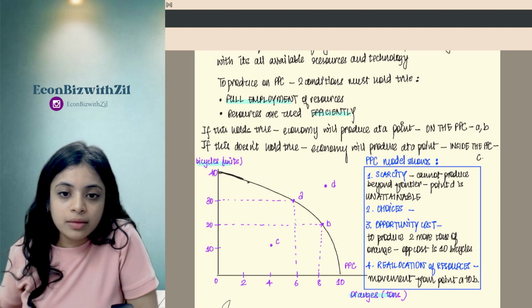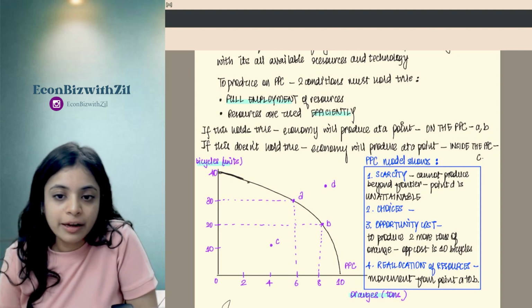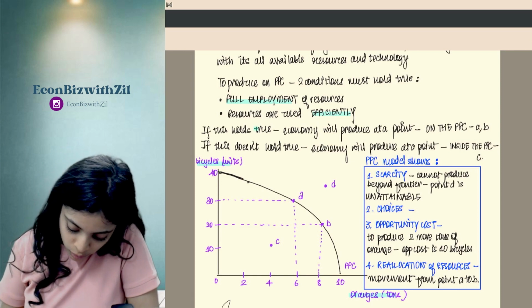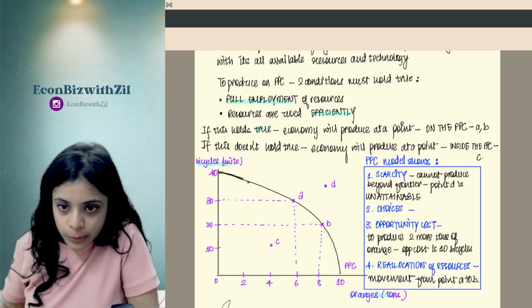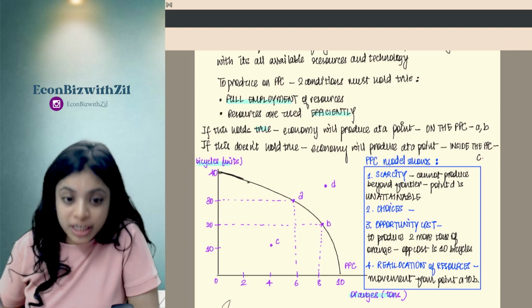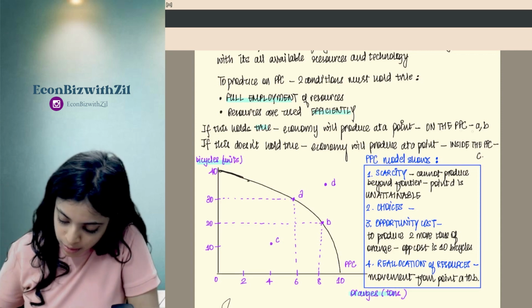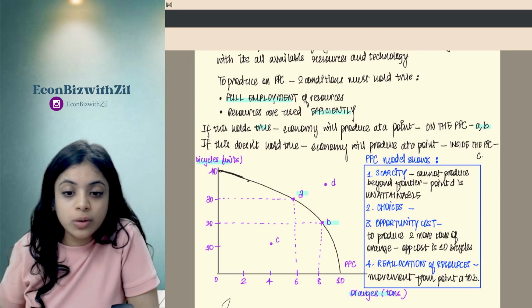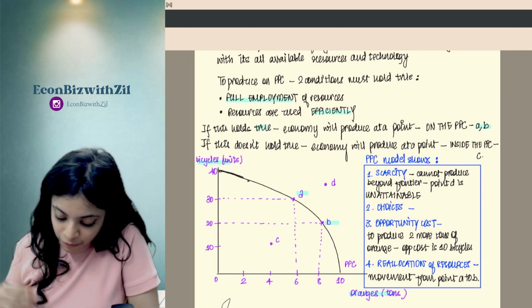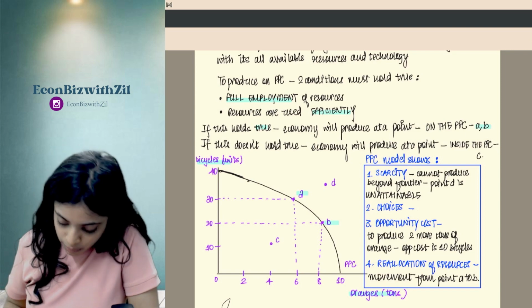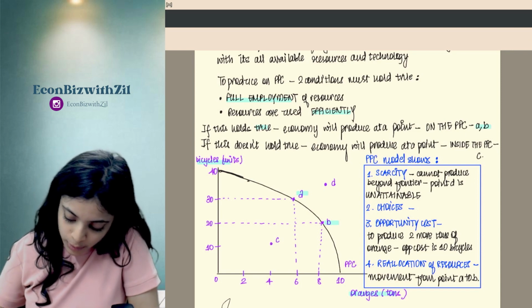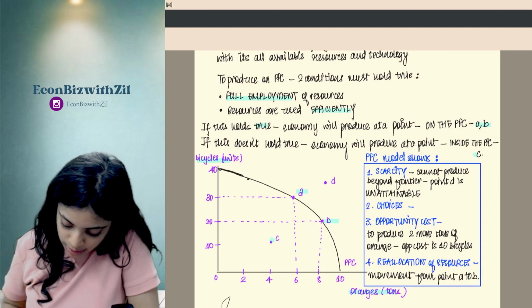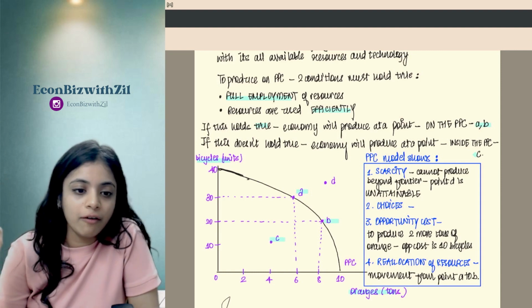Now, when the two conditions, full employment and efficiency, are met, the economy will produce on the PPC, which is A and B. So you see A and B in the graph. And if they don't hold true, then the economy will produce at a point inside the PPC, which is C in our case. You see C on the graph.